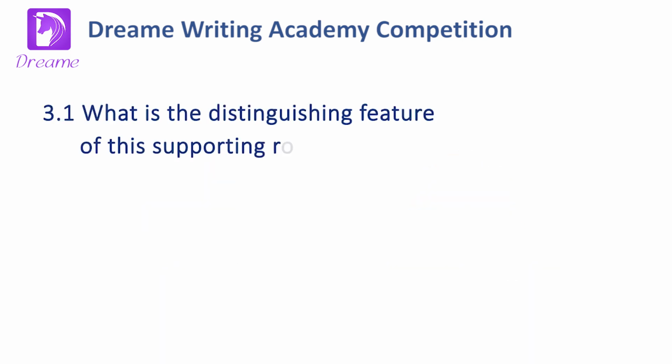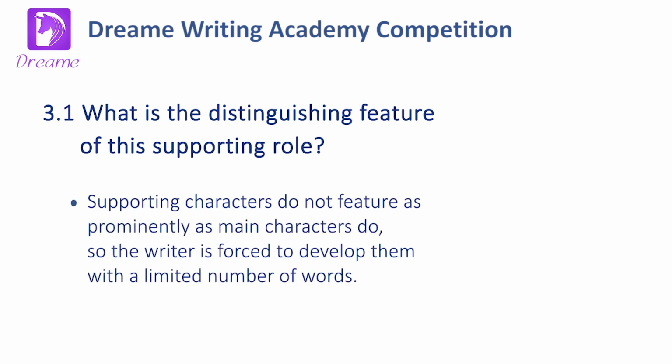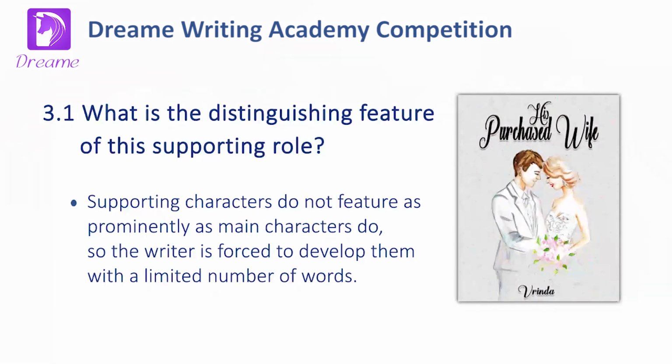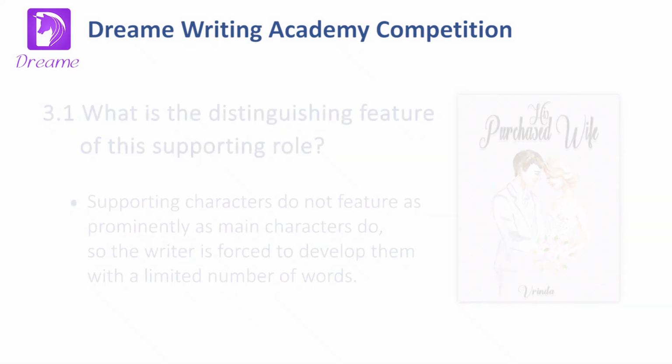3.1. What is the distinguishing feature of this supporting role? Supporting characters do not feature as prominently as main characters do, so the writer is forced to develop them with a limited number of words. As an example of how this can be done effectively, in the book His Purchased Wife, Emily's sister, Tia, is a one-night-stand type girl, so her behavior and language are dissolute and bear the stamp of a playgirl.